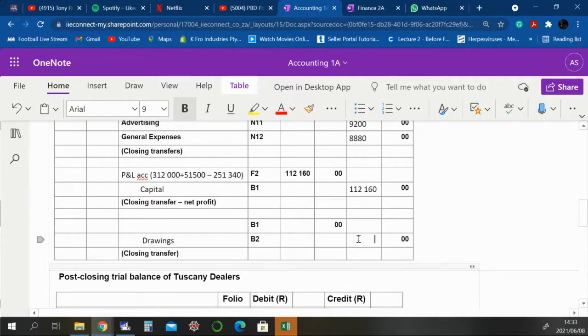We debited it because our credit side was greater than our debit side, so the shortfall was on the debit side. We want to bring the profit and loss account to zero. We know that on the credit side the amount is greater by 112,160, so we debit by that exact same amount to bring the profit and loss to zero.